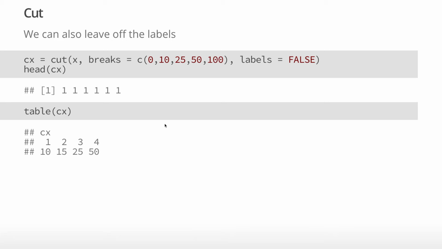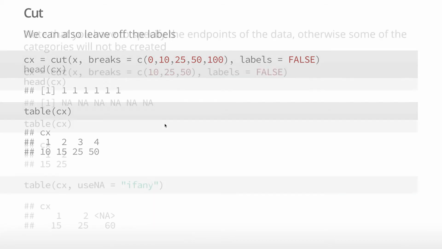If you say labels equals false, it'll just give you ones, twos, threes, fours. So again, if you're really into deciles, if you pass in the deciles of the data, it will cut the data the way you want it to, without the labels on there.